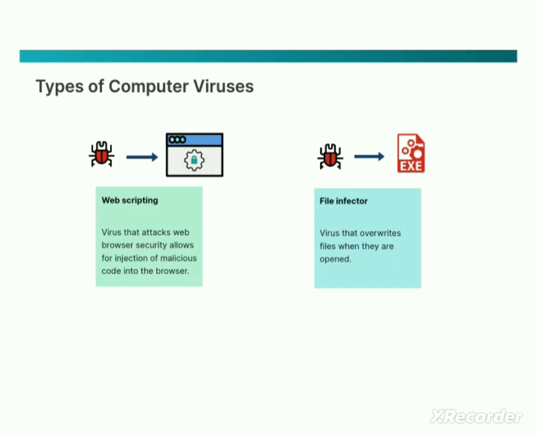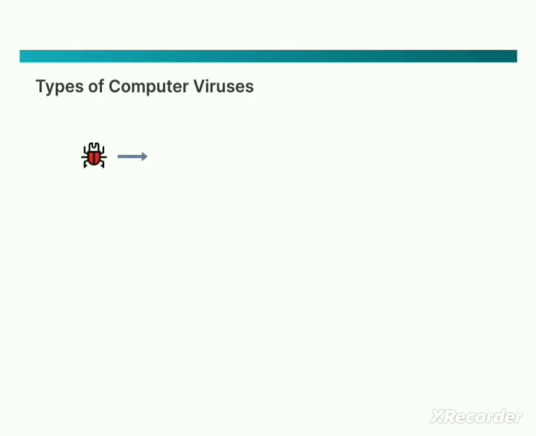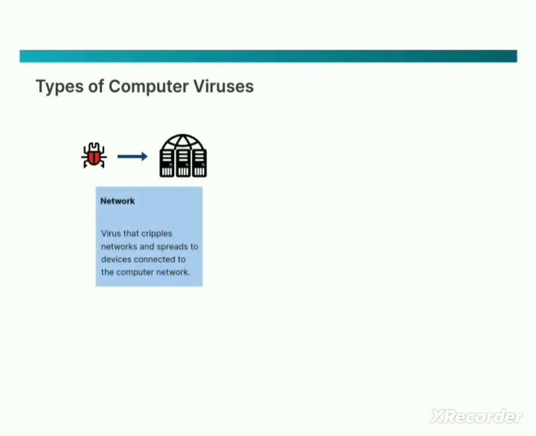It overwrites files when they are opened and can quickly spread across systems and networks. It largely affects files with .exe or .com extensions. Network viruses are extremely dangerous because they can completely cripple entire computer networks. They're often difficult to discover because the virus can hide on any computer on an infected network. These viruses can easily replicate and spread by using the internet and transfer to devices connected to the network.